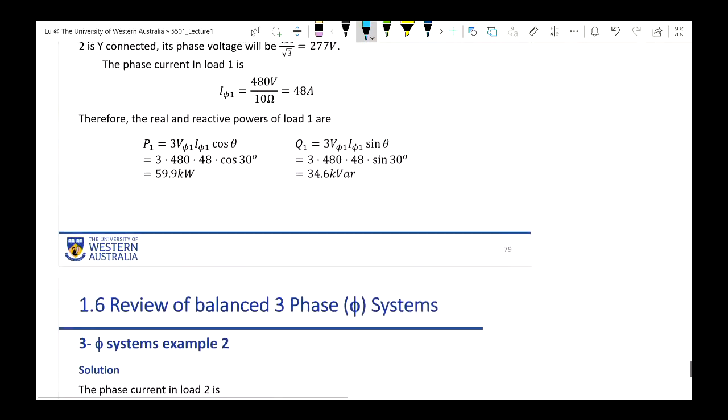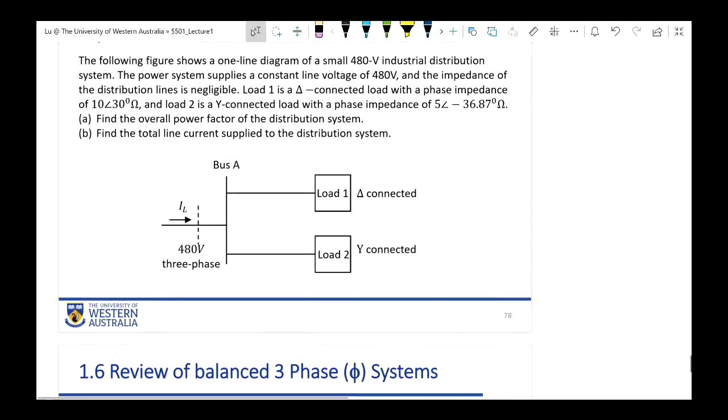Okay, let's go back to this one-line diagram. On the left-hand side, you can see the IL going into bus A. This is the total supplied current to your loads from the generator. In other words, this current is transmitted in the transmission cables. They are the line currents. So for this line current, we want to determine how much the IL is.